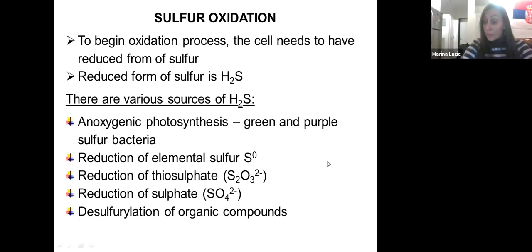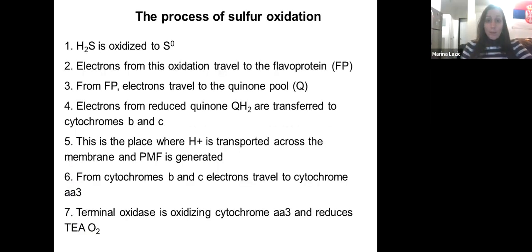Another source of this reduced form of sulfur is elemental sulfur, which just has to be reduced to get hydrogen sulfide. Also, thiosulfate can be reduced, and then you get hydrogen sulfide. Basically, reduced forms of sulfates give you H2S, or hydrogen sulfide. Also, when there is desulfurylation of organic compounds, when organic compounds decompose, you can get hydrogen sulfide, which is the starting point electron donor for sulfur oxidation. And here is the whole process of sulfur oxidation. So hydrogen sulfide is oxidized to elemental sulfur.